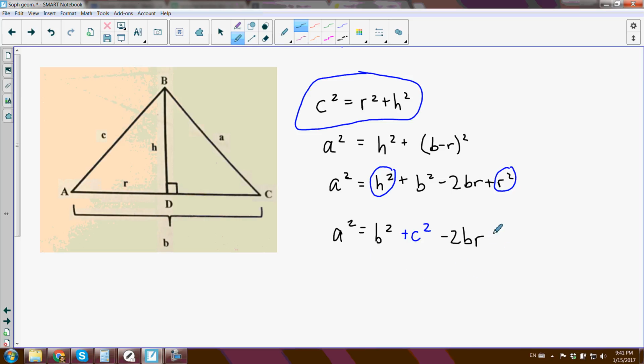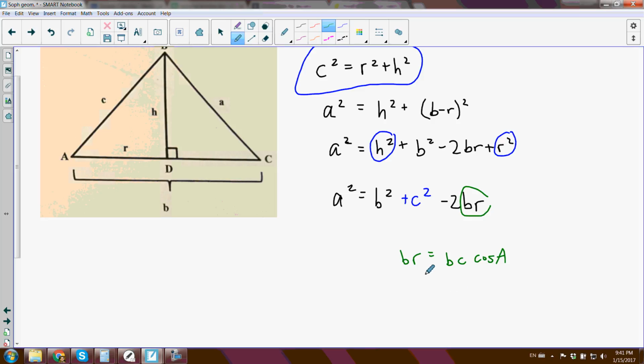And I will leave it to you. Well, it's pretty obvious that 2br is the 2 cosine of this angle, but I bet you can figure out why. br equals, well, br equals bc times the cosine of a, which would mean that r equals c times the cosine of a, and well, I'm pretty much already there. R over c equals the cosine of a.